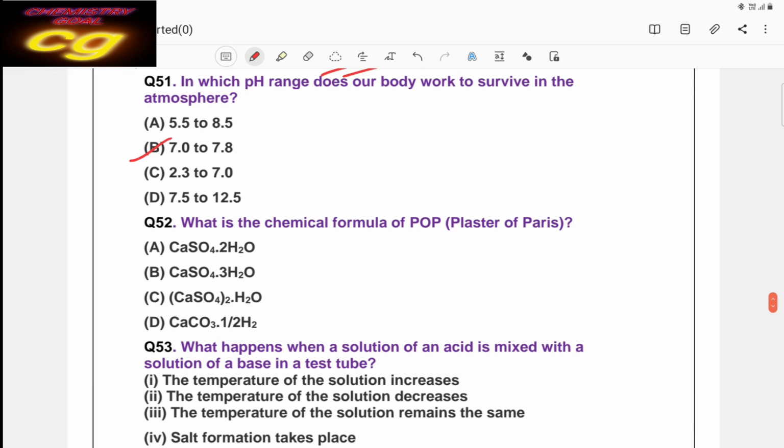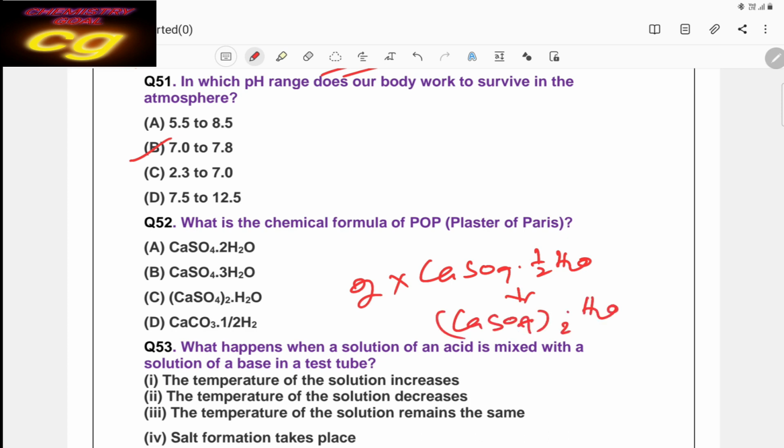What is the chemical formula of plaster of Paris? Plaster of Paris is generally CaSO4·1/2H2O. It is called calcium sulfate hemihydrate. If you multiply by 2, it will be (CaSO4)2·H2O, so that is the correct formula. We just have to see the formula. CaSO4·1/2H2O, multiplied by 2, gives 2 molecules of calcium sulfate and 1 molecule of water. This is option C, just multiplied by 2.